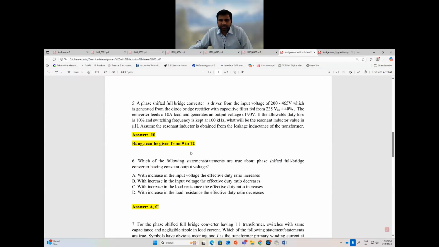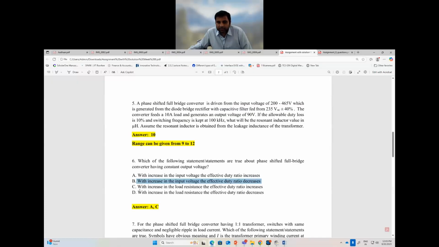In question number 6, which of the following statements are true? Here it is given that it has a constant output voltage. With increase in input voltage, our effective duty ratio decreases. So answer B is correct and A is wrong. So we will mark option B as correct. That means with increase in the input voltage, the effective duty ratio decreases.